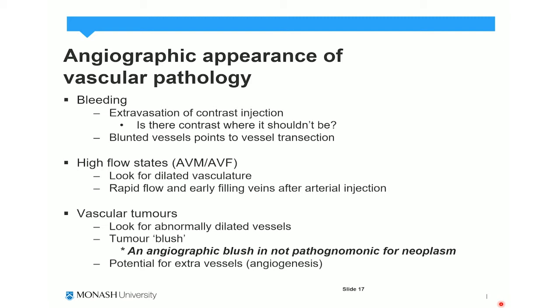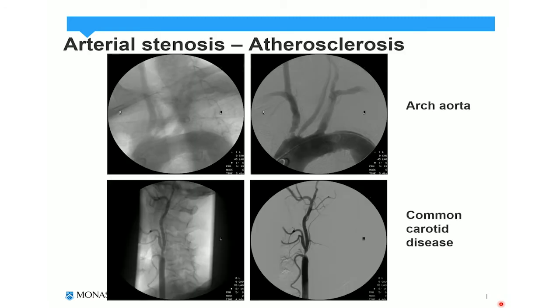We must note that not all tumours are vascular. So whether or not there is or isn't a tumour blush doesn't rule out the possibility of a tumour. We must also look for the potential for extra vessels, also known as angiogenesis. So I'm just going to focus on some DSA images here. We've got an arch aortogram.